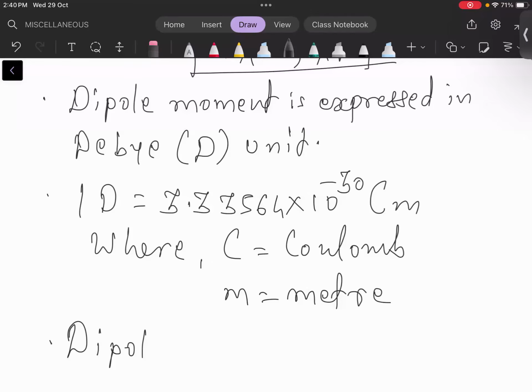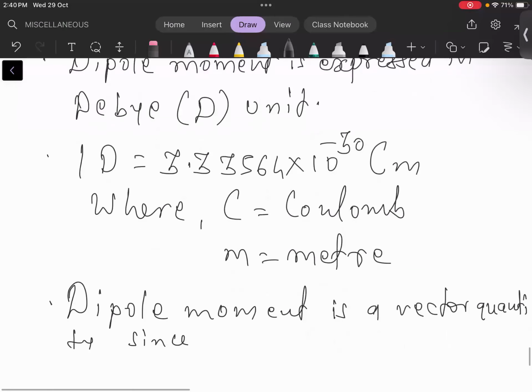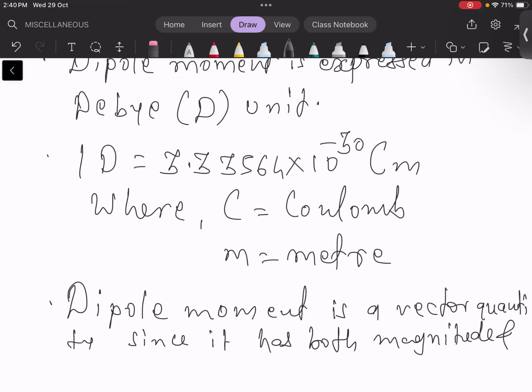So, dipole moment is a vector quantity, since it has both magnitude and direction.